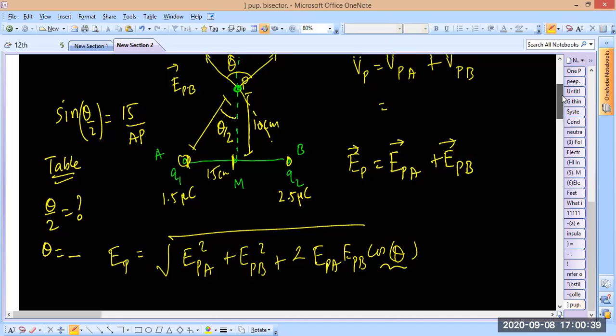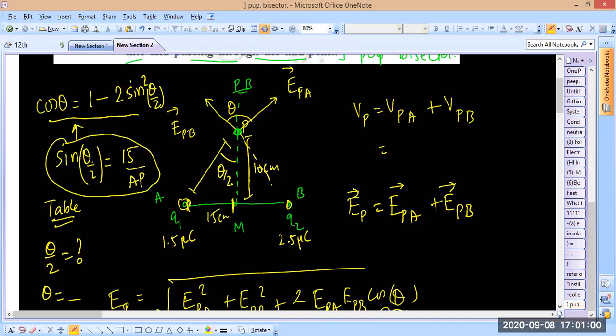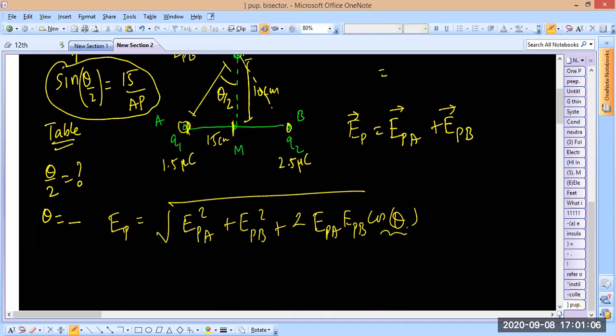Otherwise, if you don't want to do all this, you can use a trigonometry formula that math students would be knowing. You do need the half angle. If you find this, then you can jump to that formula, and you will be able to get cos theta and the magnitude. Finding these magnitudes should not be a problem. You only have to do kq by r square, so the magnitude is obtained. And then you still have to find the direction.